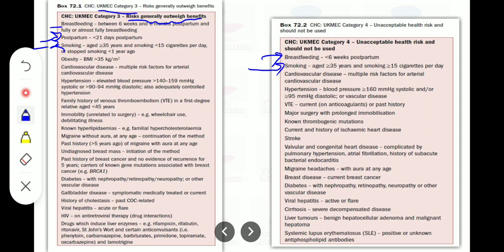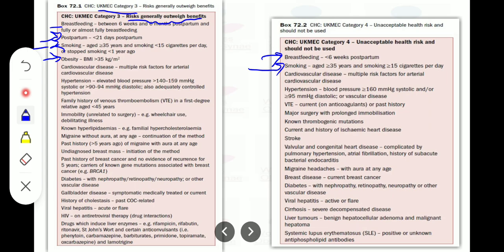But as far as category 4 is concerned, patient age is more than 35 and smoking more than 15 cigarettes per day. And about category 3, we will also say that obesity, BMI of more than 35 kg per meter square, is included in category 3, and nothing about weight is written in category 4. So forget about category 4 regarding obesity. Obesity more than 35 is included in category 3.